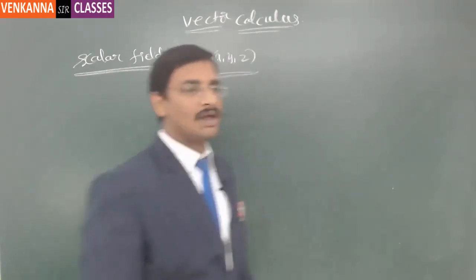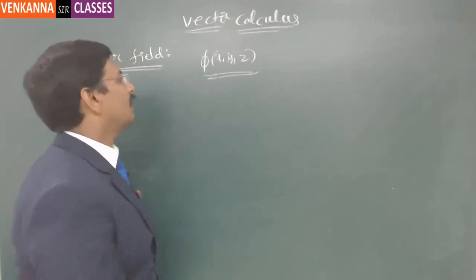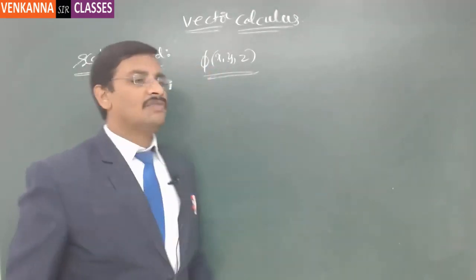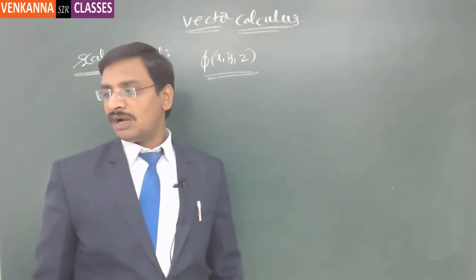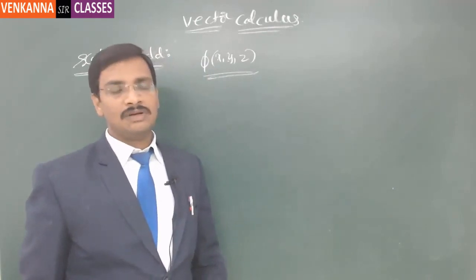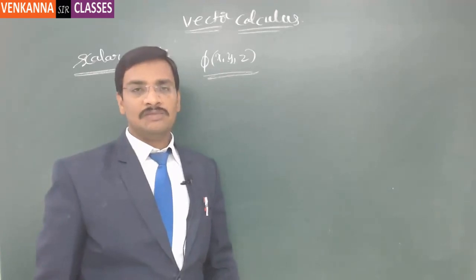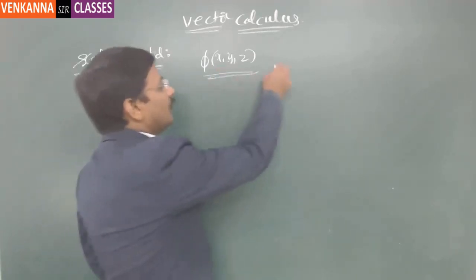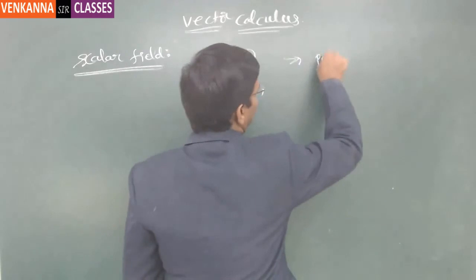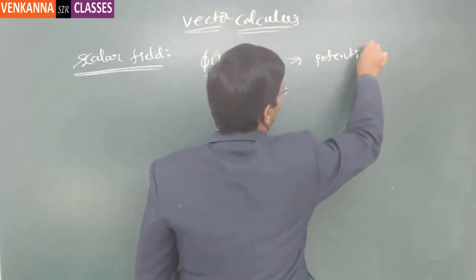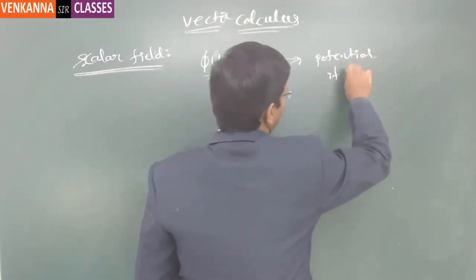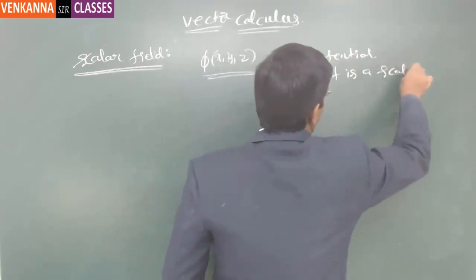Here, what is a scalar field and what is a vector field? A scalar field is simply a function of the position x, y, z. Now, this is associated with a certain value. For example, let us say potential. Potential is a scalar field.